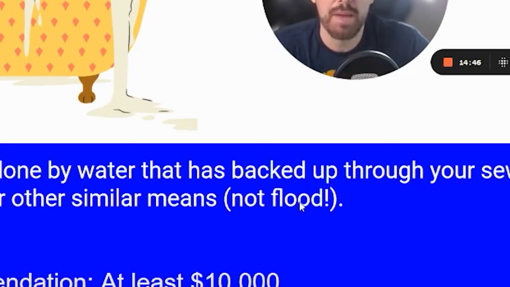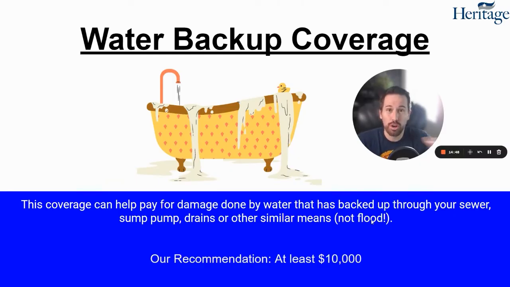What do I mean by this? I mean an actual flood, surface water coming into your home from outside. So it rains so much that water is coming from outside into your home. That's a flood. That is not covered. That's not what we're talking about. For flood insurance, you need a completely separate policy. This is for water, again, that has backed up through your sewer, sub pump, drains, other similar means.